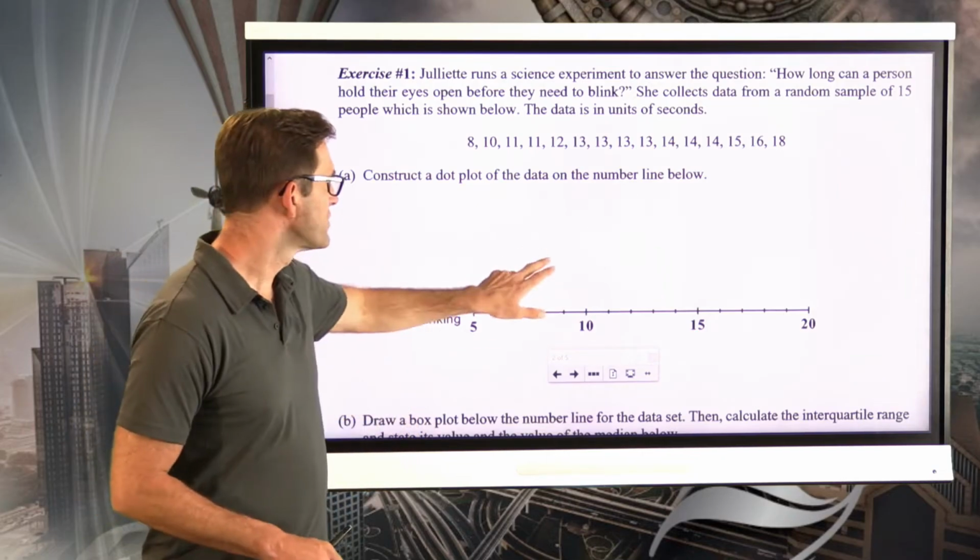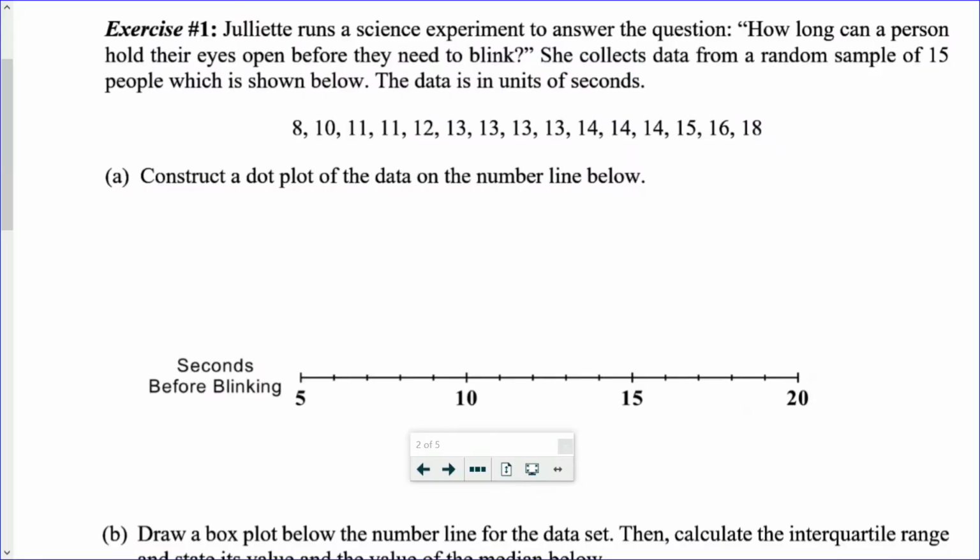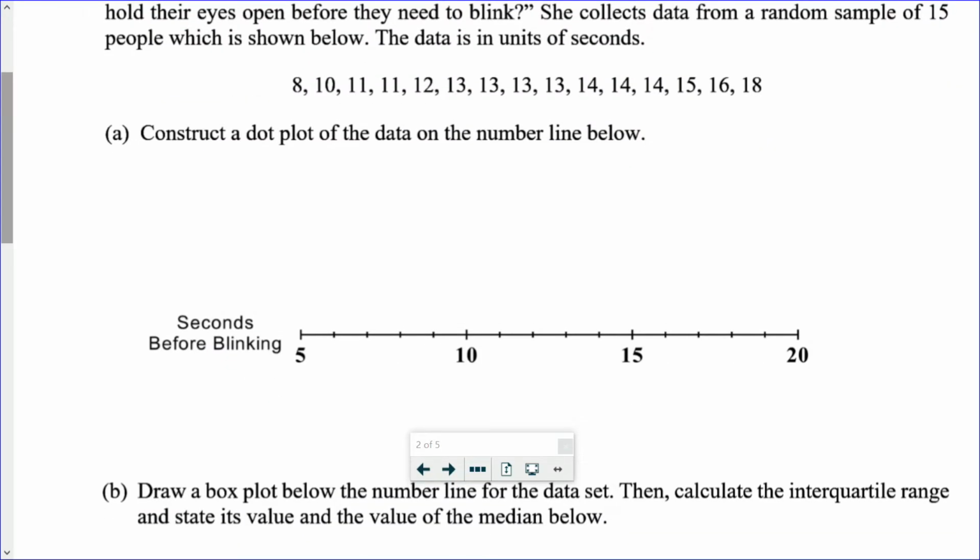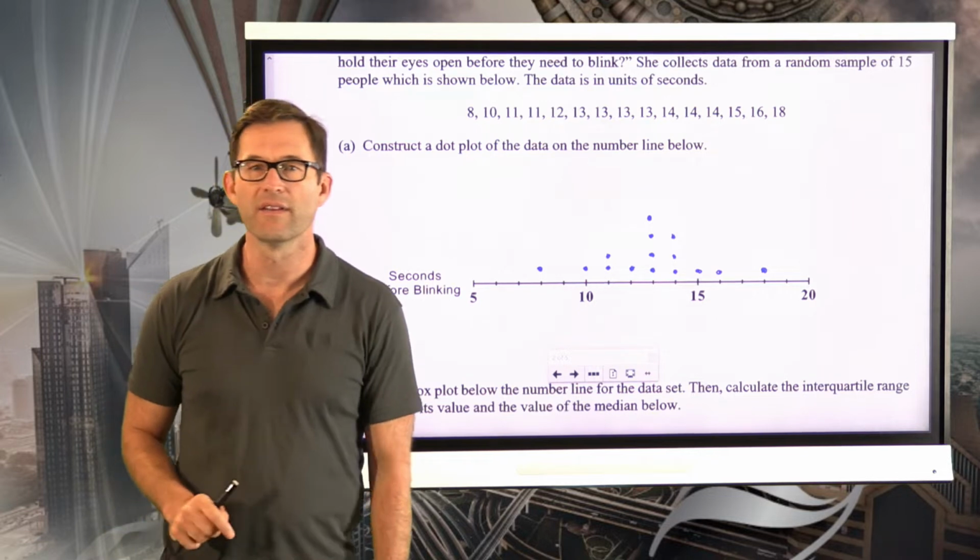Obviously, in order to construct a dot plot, all we need to do is plot our data. I'm going to put 1 point at the 8, 1 point at the 10, a couple at the 11, 1 at the 12. We've got 4 13s, 1, 2, 3, 4. We've got 3 14s, 1, 2, 3. We've got 1 15, 1 16, and 1 18. A nice little dot plot of the data, a little ugly.